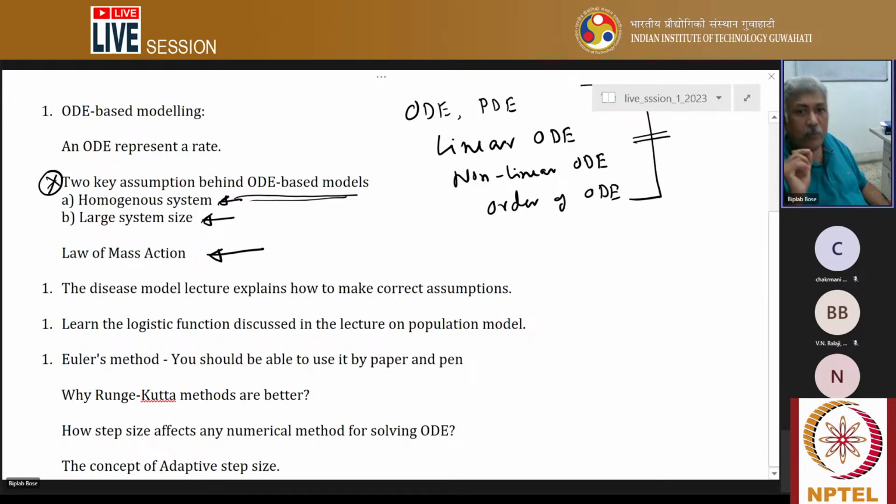We have explained what the law of mass action is, and you should be able to write differential equations, rate equations, based upon the law of mass action. It's a must. You have to learn it, right? I believe you know it. Just go through and recapitulate, and you should be comfortable writing ordinary differential equation based rate equations using the law of mass action.